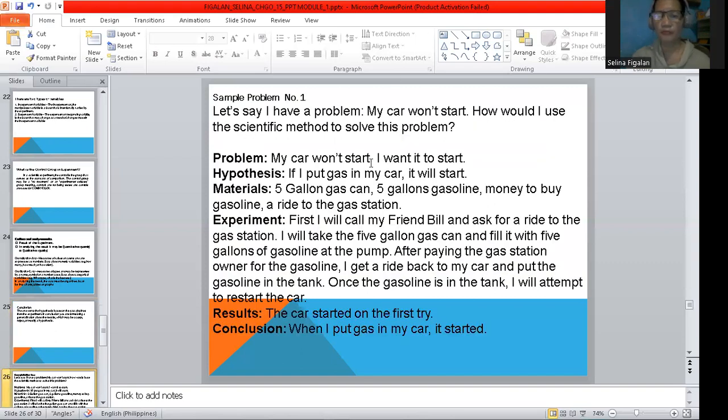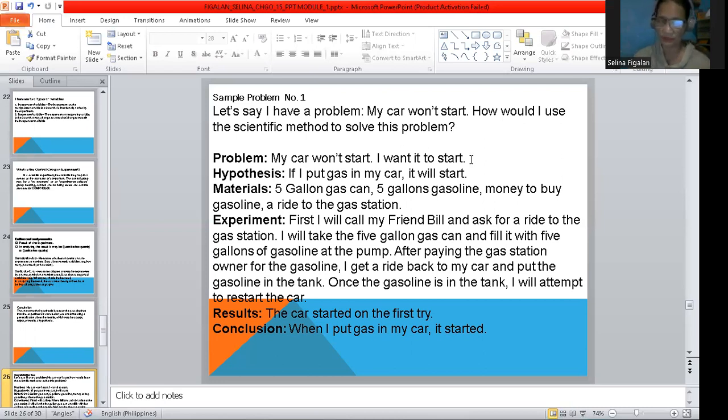Okay, sample problem number 1. Let's say I have a problem. My car won't start. So ang car daw niya ay hindi nag-uumpisa. Okay, ano yung problem? Identify the problem. Ang problema is hindi makapag-start ang kanyang car. Alam niyo na kagad, hindi siya makastart kasi dalawa lang yung class, nasa isip niyo na yon. Okay, either walang gas o baka sira talaga ang sasakyan.